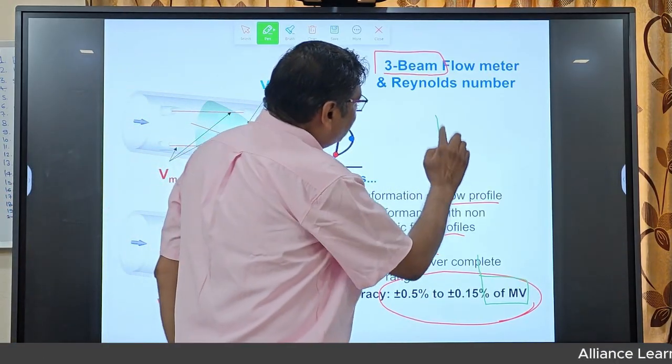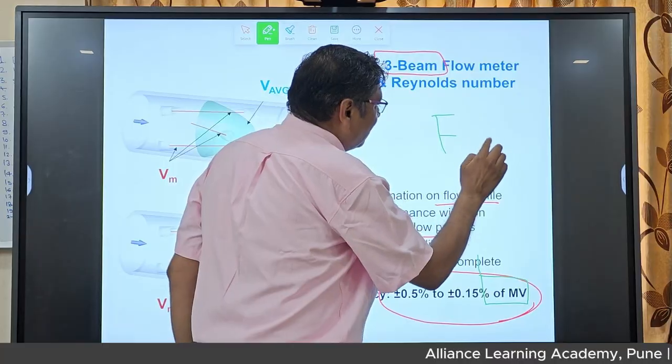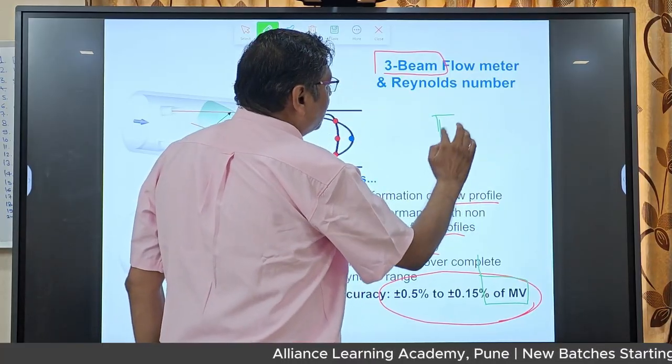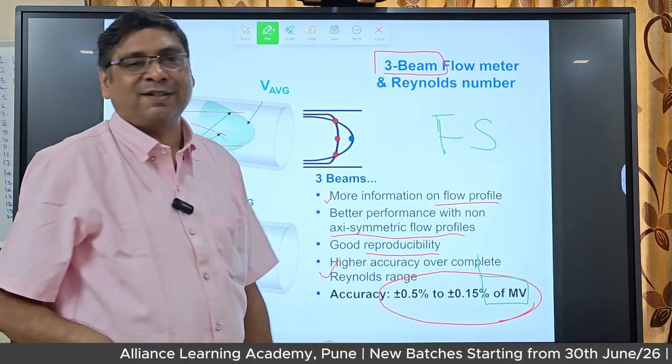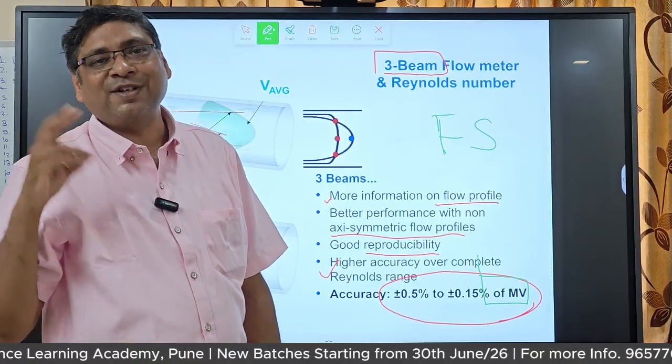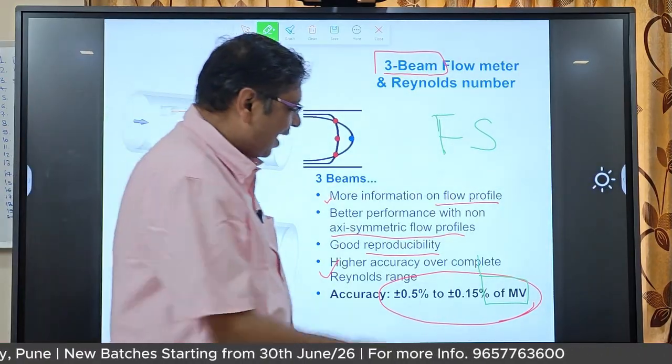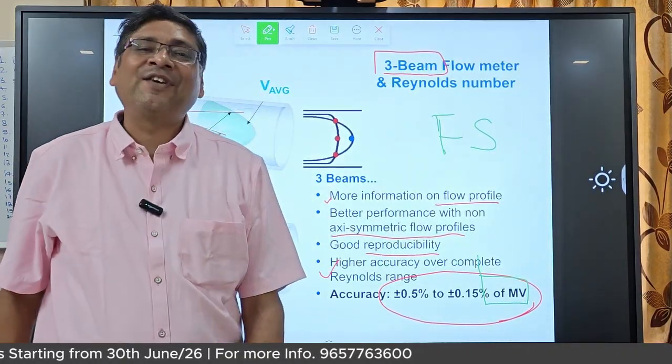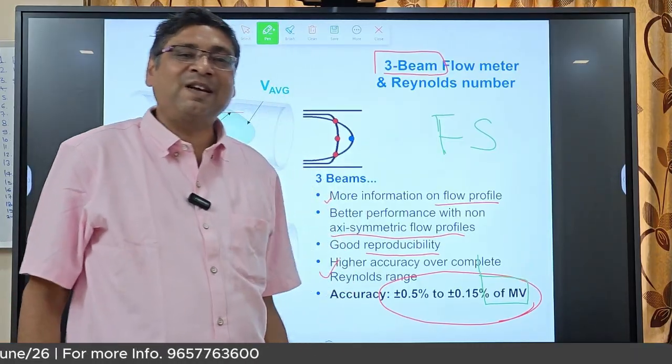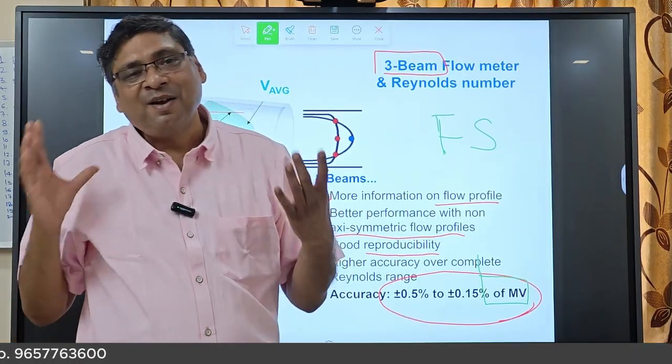Sometimes we say accuracy at FS. This we also discussed in the previous sections. So you understand the accuracy is of two types. One is for the MV, other is for the FS. What is FS? What is MV? We already discussed in the previous classes.